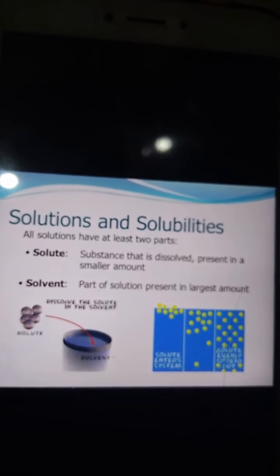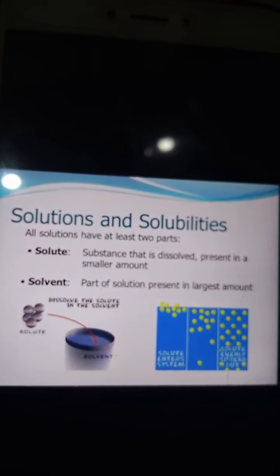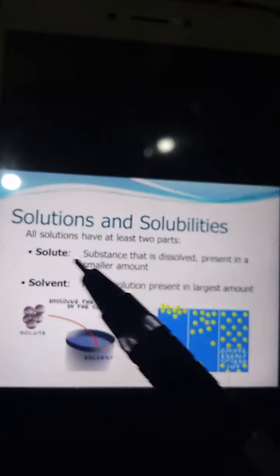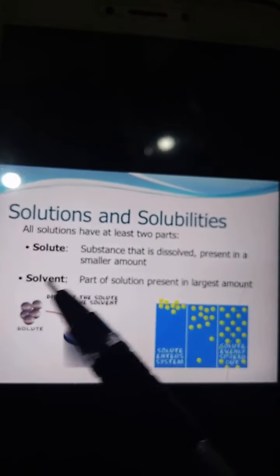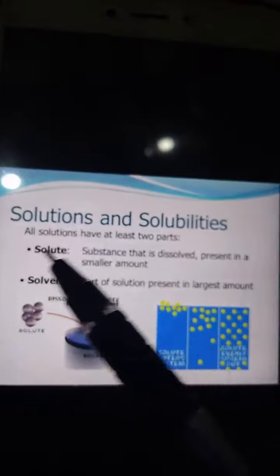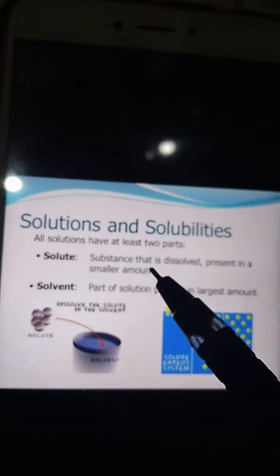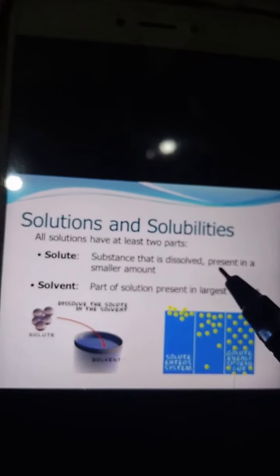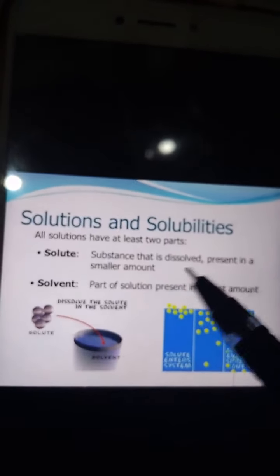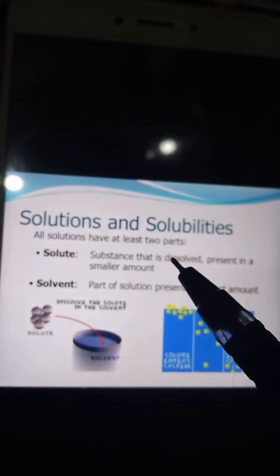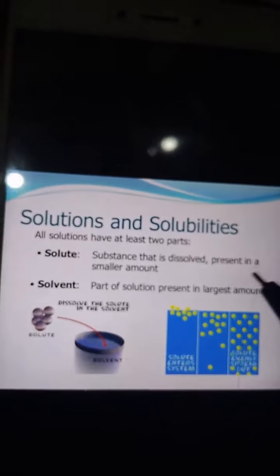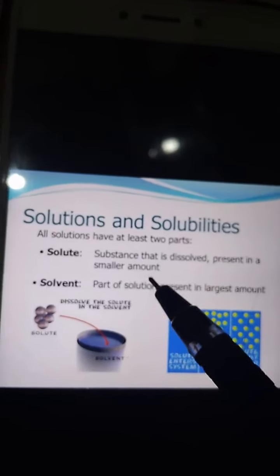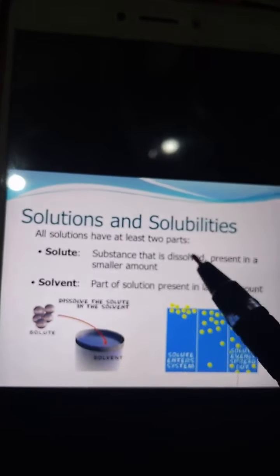All solutions have at least two parts. All solutions are made up of two things: first is solute and another is solvent. So let us understand what is solute. Solute is the substance that is dissolved in the solvent, and it is present in smaller amount.